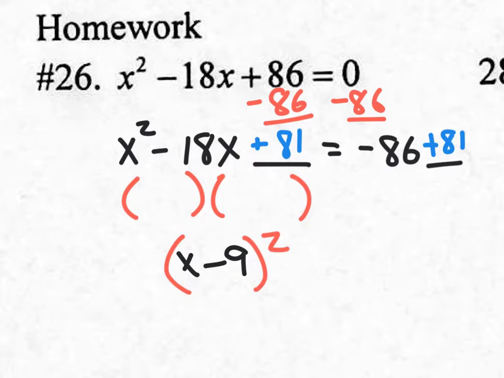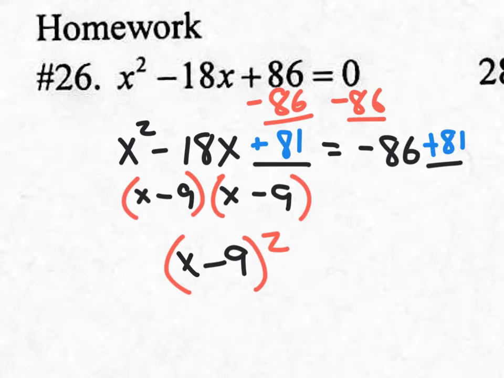Now, if you don't like doing that shortcut, go ahead and actually work it out. Put an x here, x there, and go ahead and think, what times what is 81, that if I add together is negative 18? Oh, that's going to be a negative 9 and a negative 9. And then you say, oh, I have the same x minus 9 here and x minus 9 there. I could write it as x minus 9 squared.